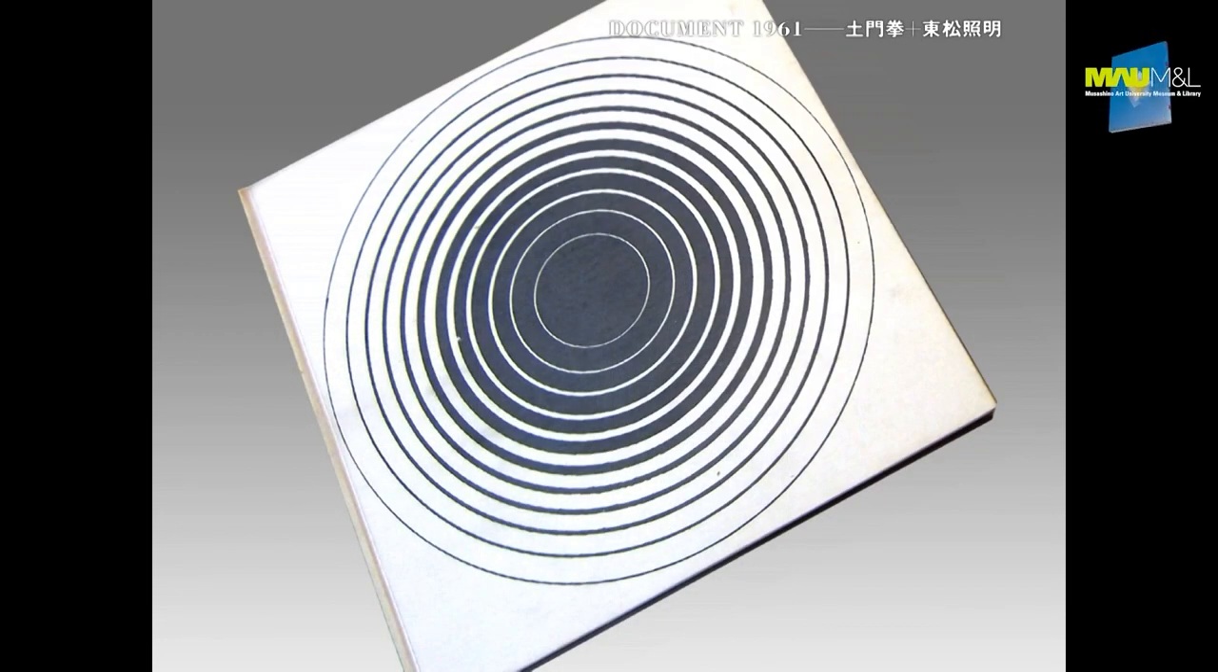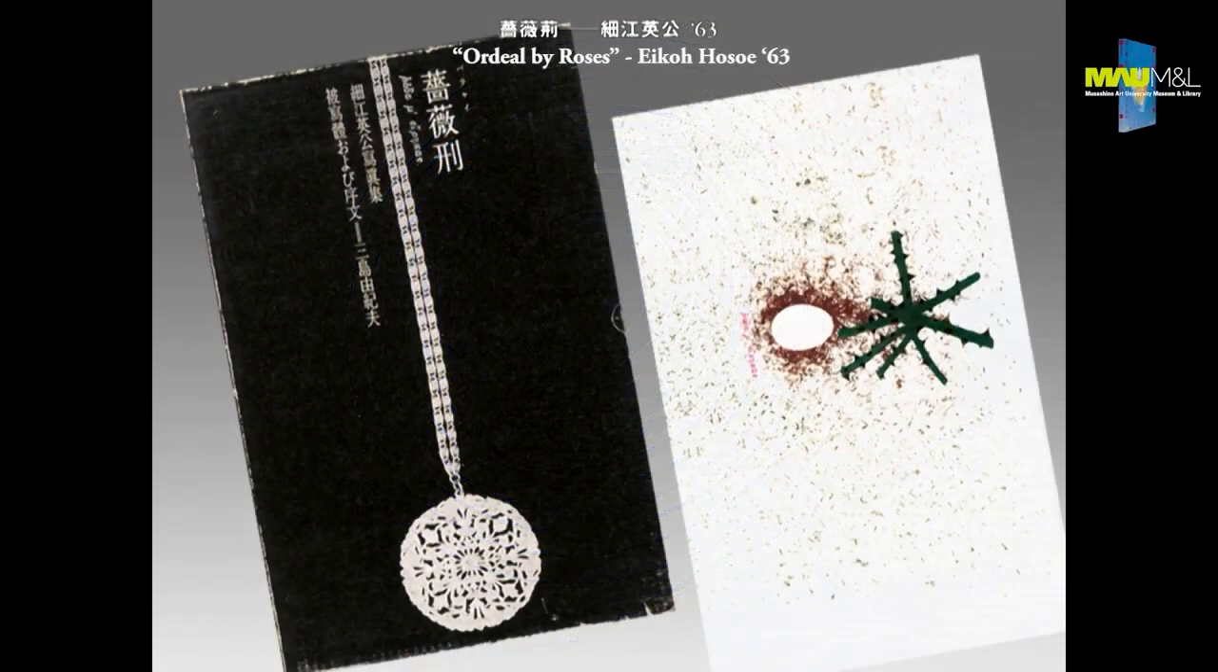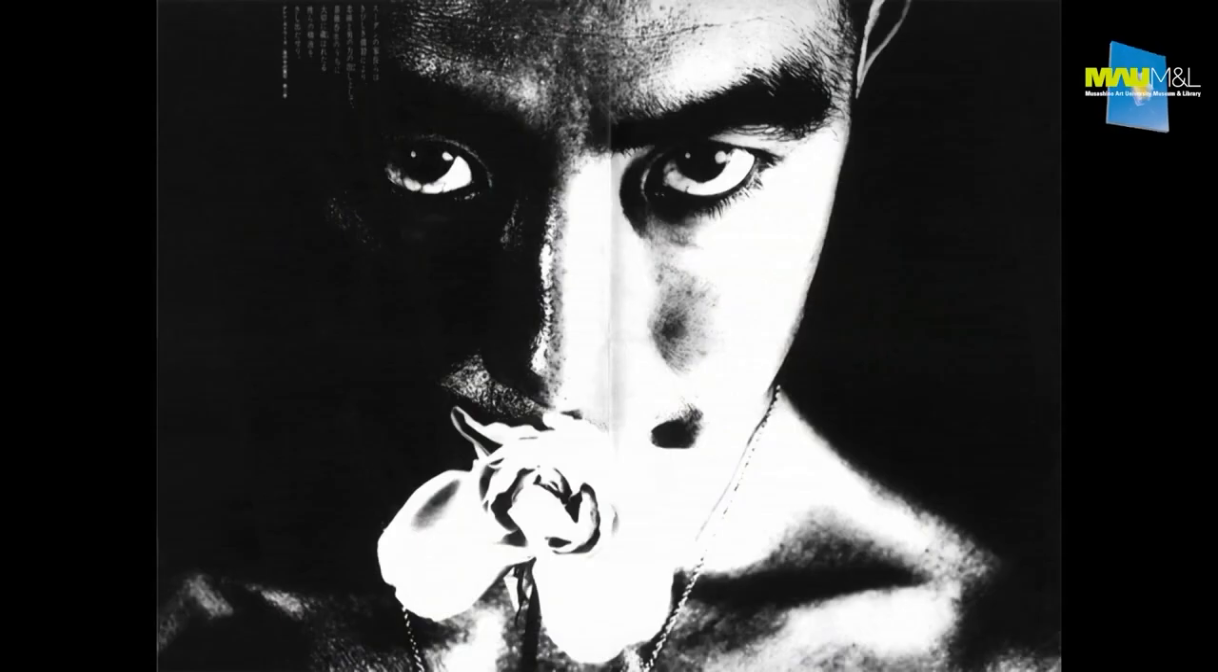Hiroshima Nagasaki Document 1961. This photo album won the Japan Advertising Artist Member Award in 1961. This is Ordeal by Roses, a collection of photographs taken by Eikoh Hosoe of Yukio Mishima. It is a work from 1963 that delivered a visible impact.